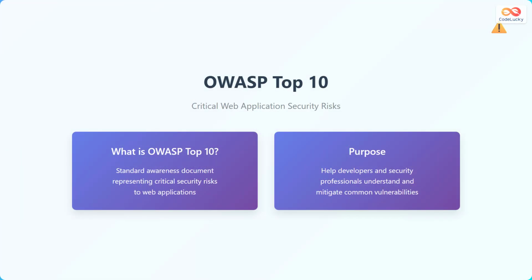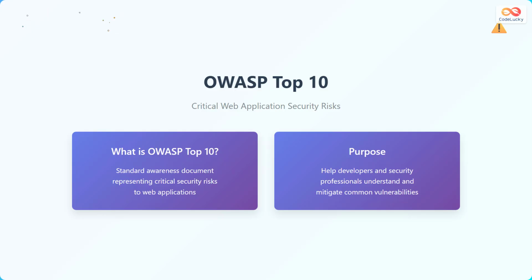The OWASP Top 10 is a standard awareness document that represents the most critical security risks to web applications. OWASP stands for Open Web Application Security Project, a nonprofit foundation that works to improve software security. The Top 10 list is updated every few years based on real-world vulnerability data and expert consensus.